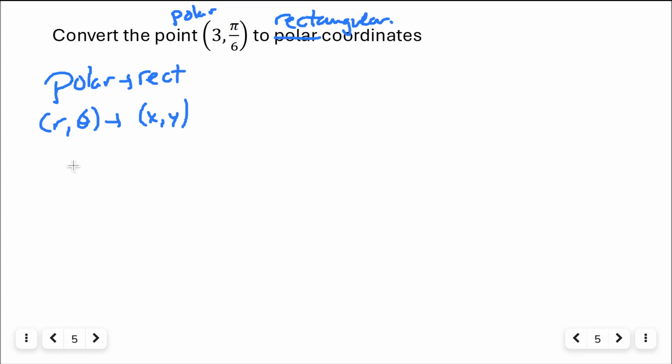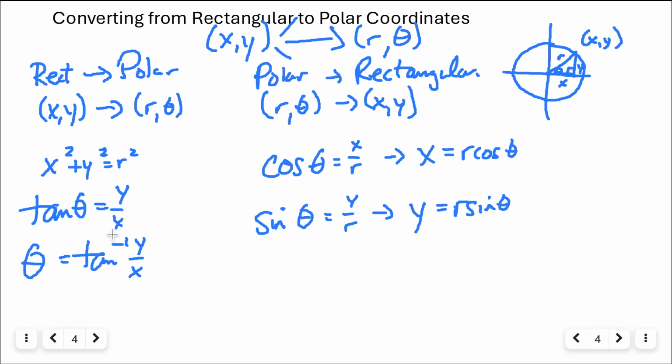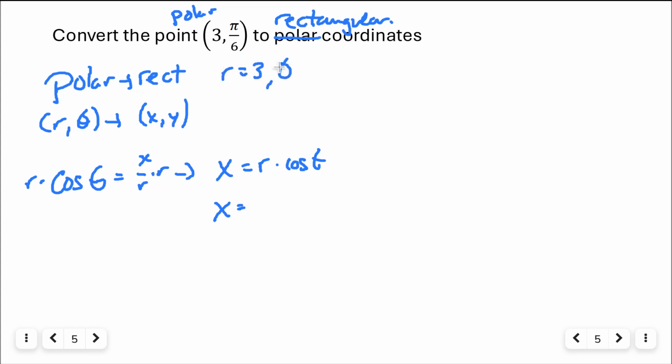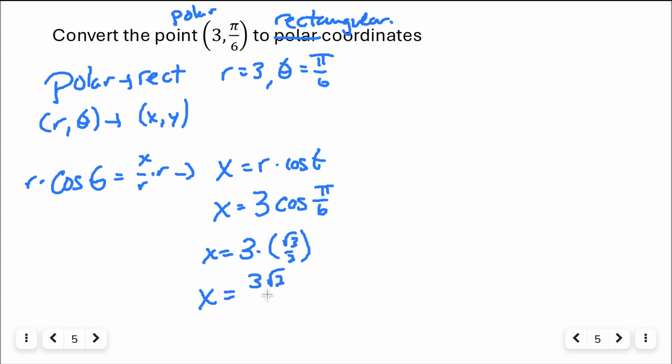All right. So we're going to use our two equations that we have. So go from polar to rectangular. We know cosine theta is equal to x over r. So that means x is equal to r times cosine theta, right? Just multiply by r on both sides. So then x will be, well, we know r is 3 and theta is pi over 6. So x would be 3 cosine pi over 6. Cosine of pi over 6 is root 3 over 2. So the x coordinate will be 3 root 3 divided by 2.